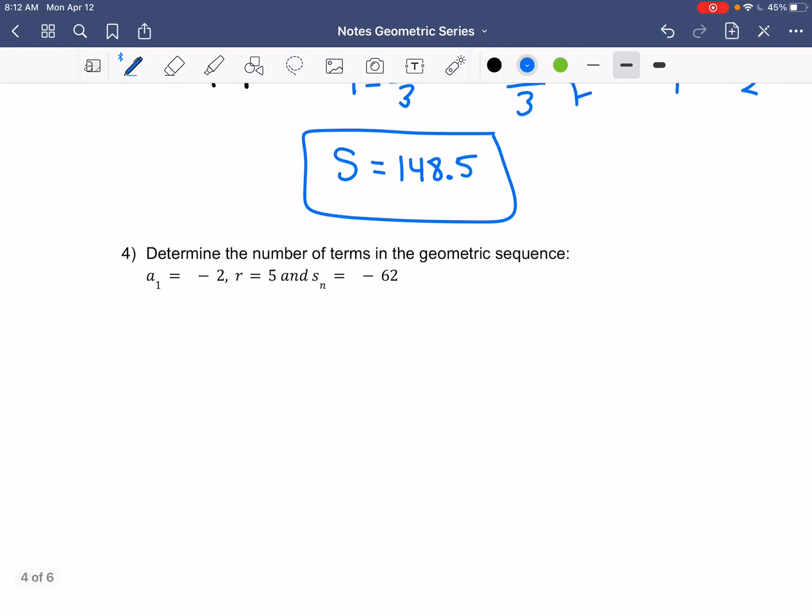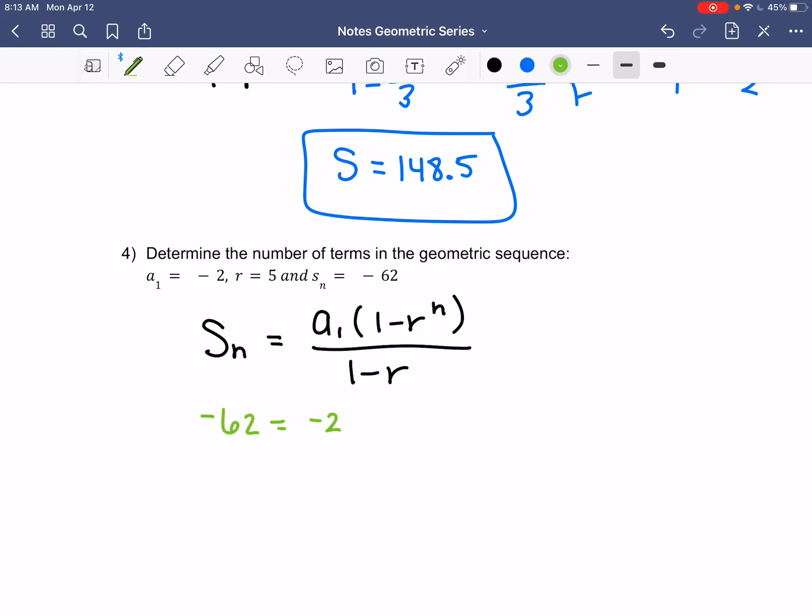All right, next one says, determine the number of terms in the geometric sequence. The first term is -2, the common ratio is 5, and the sum is -62. So we have our sum formula. The sum of n terms is a1 times 1 minus r to the power of n over 1 minus r. Determine the number of terms this time. We know S sub n is negative 62, that's the sum of however many terms. We know the first term is negative 2, and the common ratio is 5. This n is what we don't know. That's what we're trying to find.